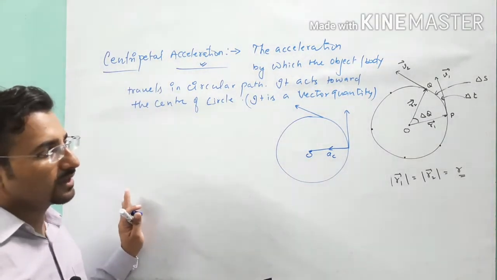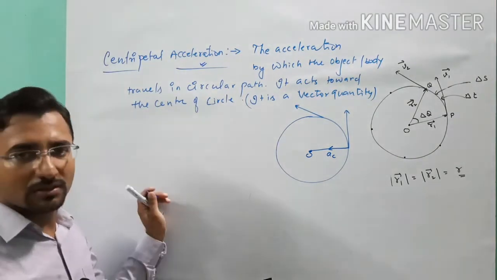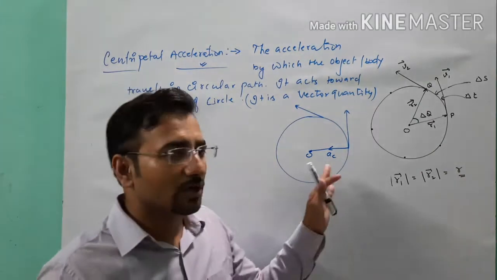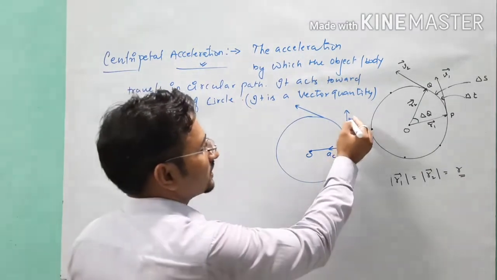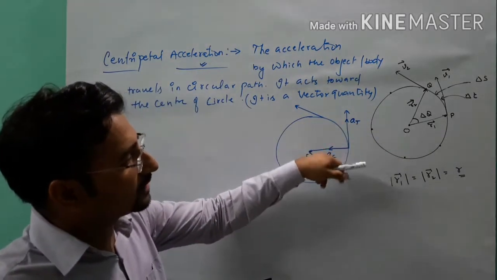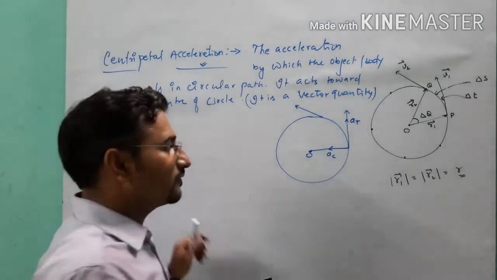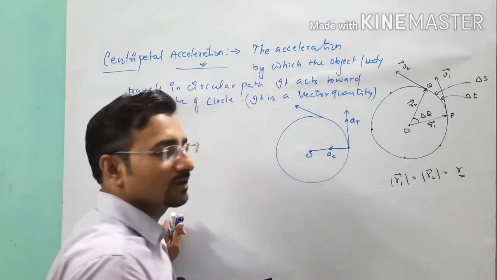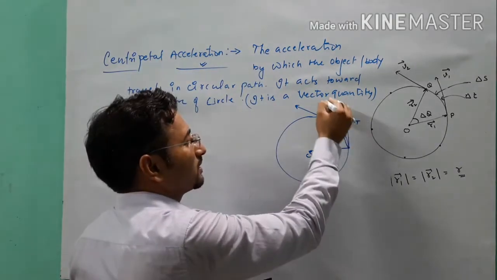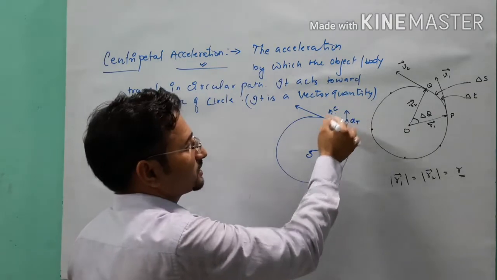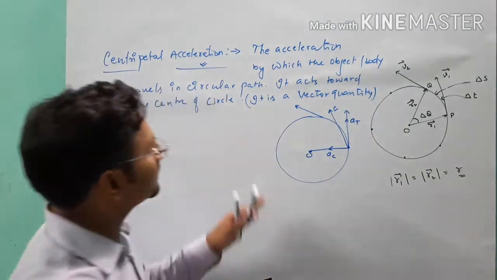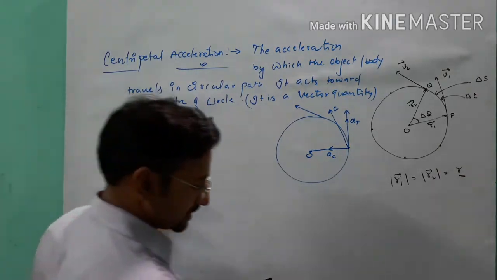So here first I will prove the derivation for the centripetal acceleration, and after that we talk about one more type of acceleration, which is tangential acceleration, which acts along the tangent of the circle at any point. Point clear? And then after that we will calculate the total acceleration in circular motion. So first I will discuss the centripetal acceleration.